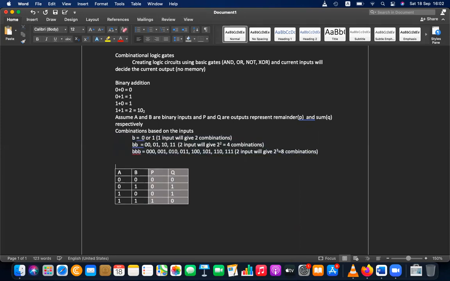Then this is the truth table for binary addition, showing 2 inputs and 2 outputs. That is sum and remainder. Okay, please write down this and draw the truth table and also try to draw the circuit.